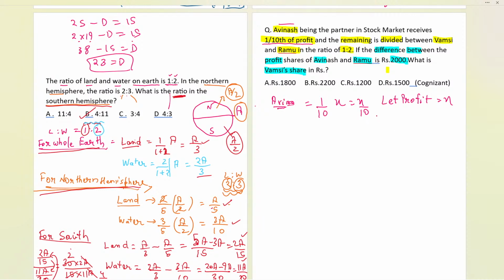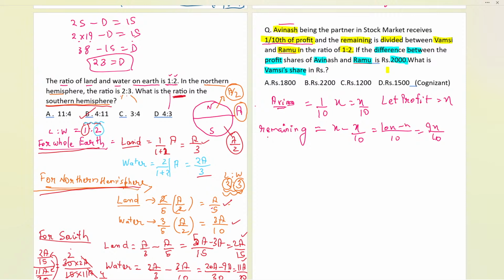Now let us see the remaining profit. The remaining will be: we all know the total is X, so it will be X minus the profit that is X by 10. So we have X minus X by 10. If I take the LCM, 10X minus X by 10, it will be 9X by 10.